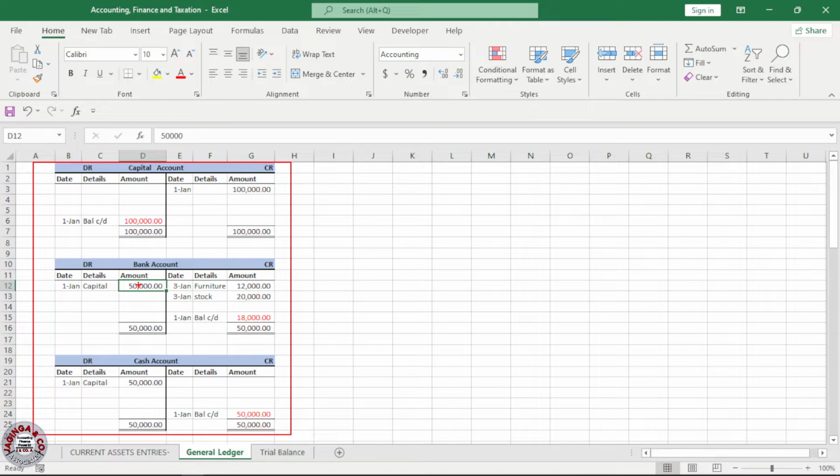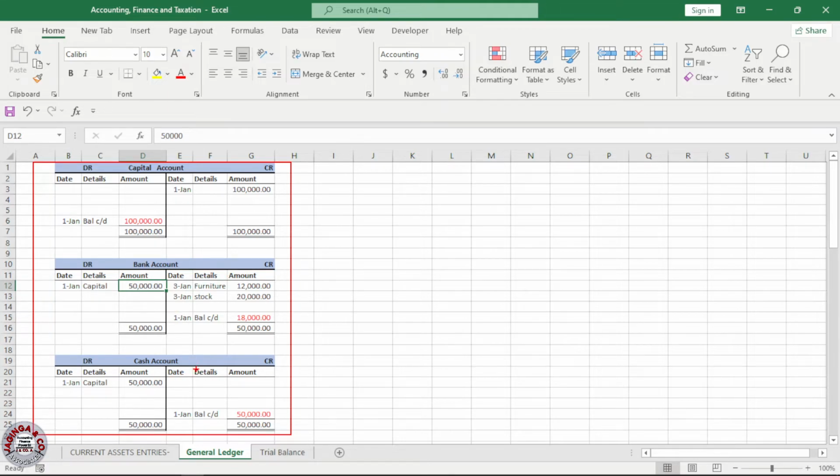So the double entry concept, rather the accounting equation here, is that the capital here is 100,000 and the assets here, bank and cash, also total 100,000. We've just started trading, so there's no liability. So liability here is 0. So assets is equal to liability plus capital. It means that assets is 100,000, which is equal to 0 liabilities plus capital, which is 100,000.